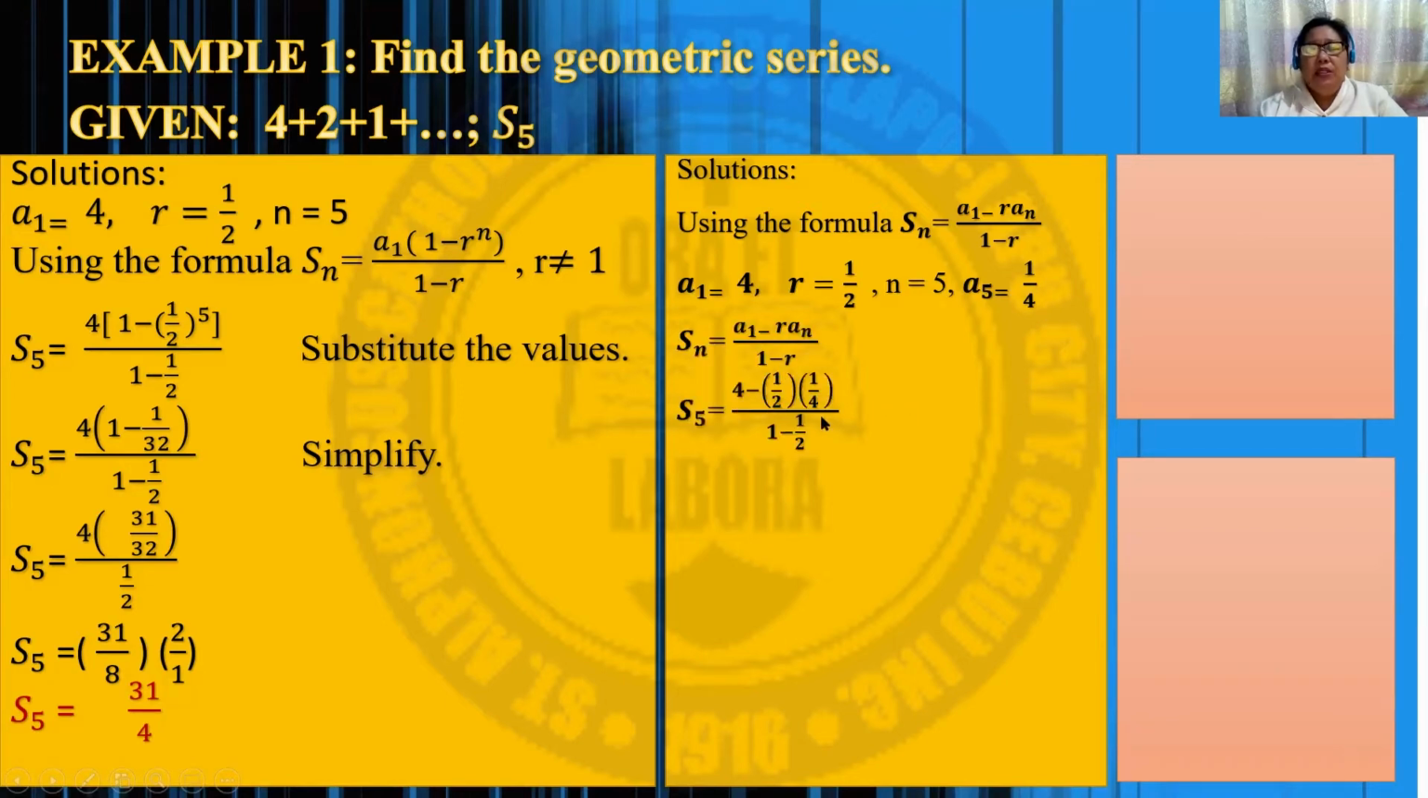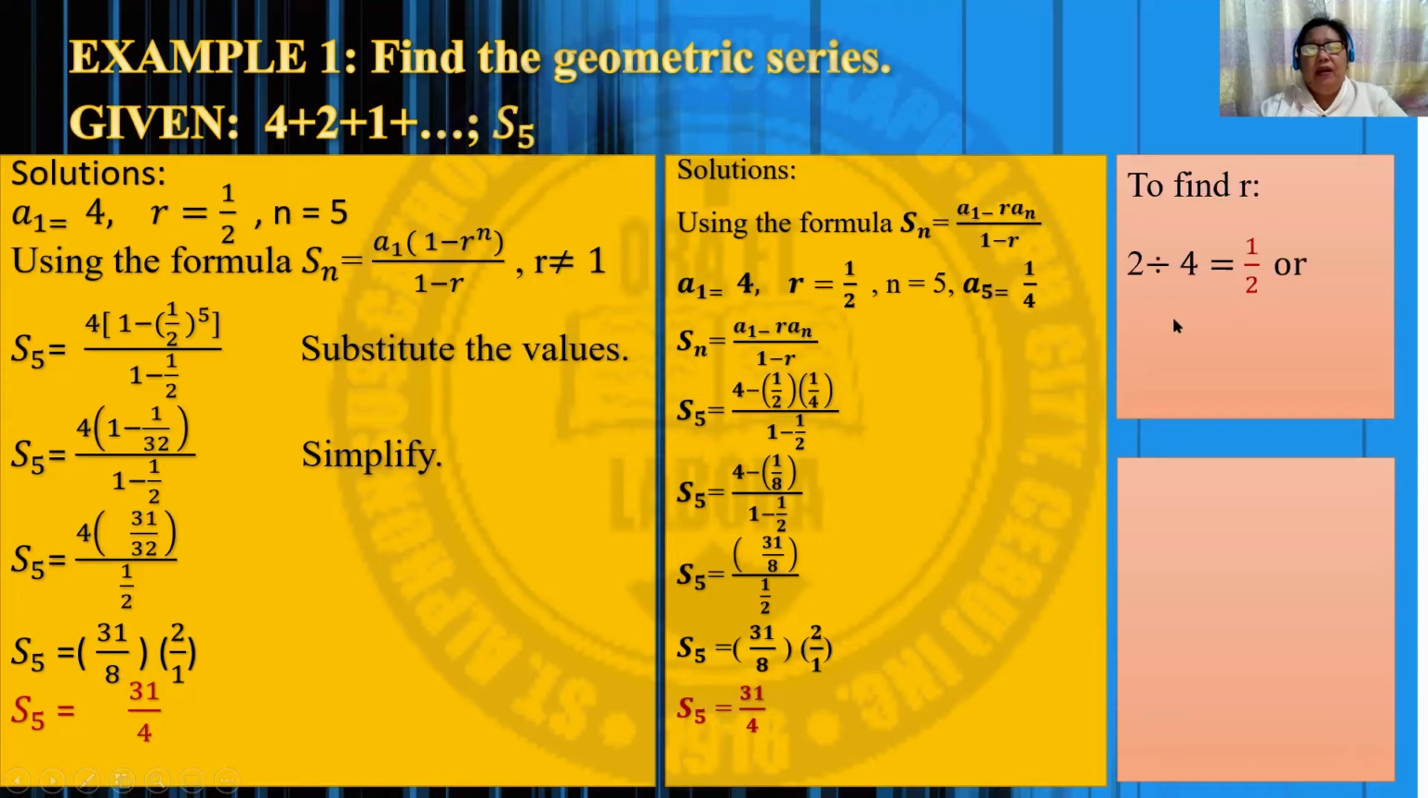So all you have to do is to substitute. First term is 4, ratio is 1/2. The nth term or the last term is 1/4, over 1 minus 1/2. And then let's simplify. 1/2 times 1/4 is 1/8. And then 4 minus 1/8, that is 31 over 8. 1 minus 1/2 is 1/2. Simplify further, so we have 31 over 8 times 2 over 1, which is still equivalent to 31 over 4.